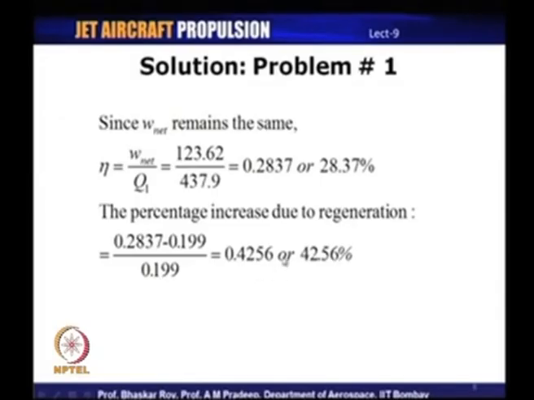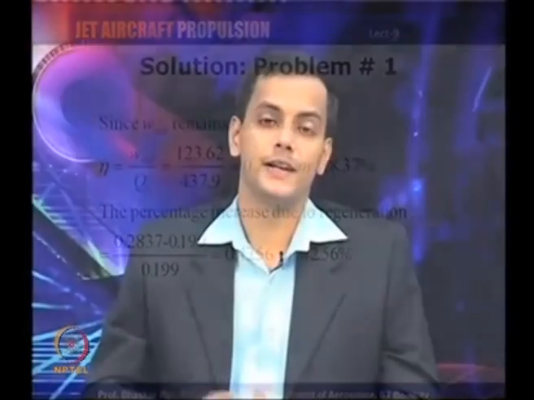So, what you see here is that using regeneration, well, how exactly regeneration is to be carried out is another issue altogether, but if we were indeed able to carry out regeneration, even if the regenerator was not 100% effective, in this case it is 75%, we still get an improvement in efficiency of the order of 43%, as 42.56%, which is a huge improvement in efficiency.